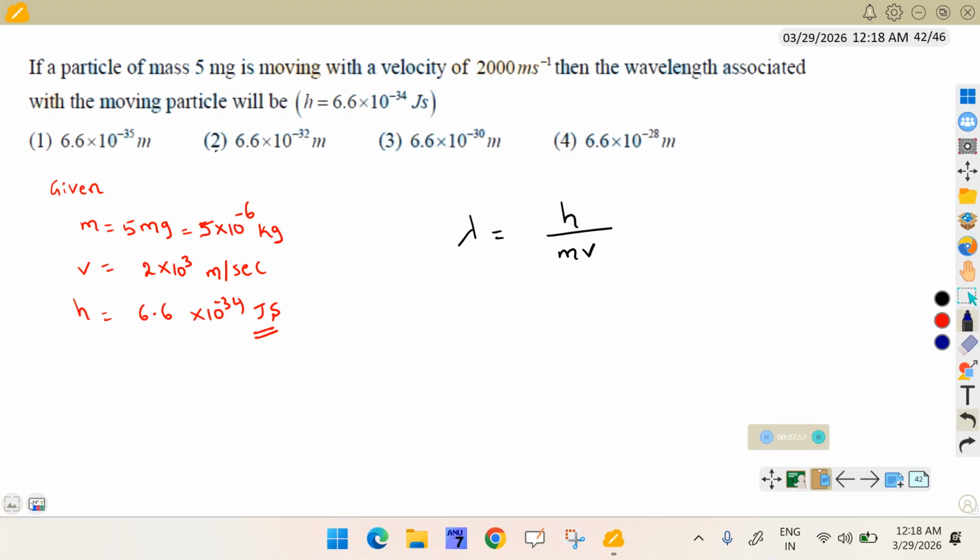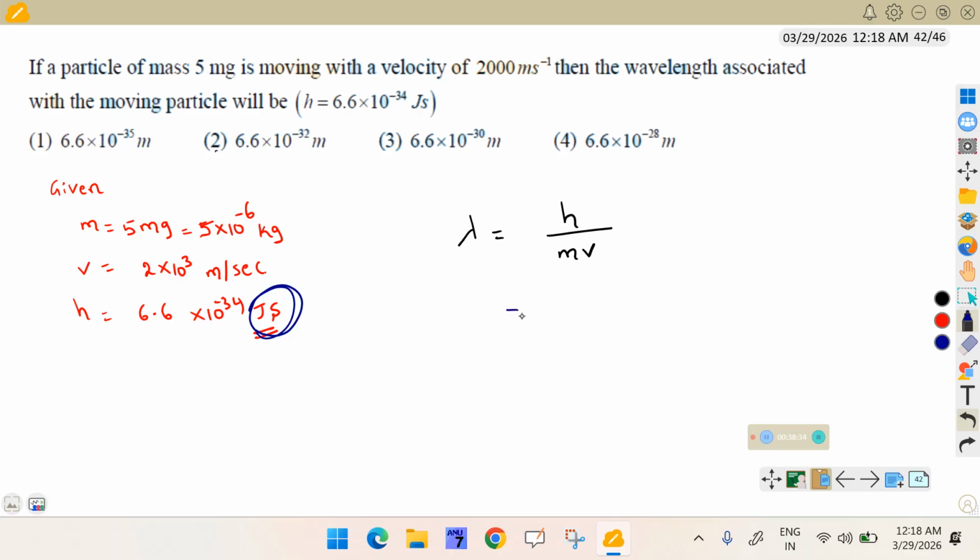If a particle of mass 5 milligrams is moving with a velocity 2000 meter per second, then the wavelength associated with the moving particle will be? Mass is given in milligrams, so convert into kgs. 1 milligram is equal to 10 power minus 6 kgs. Velocity 2000 meter per second, or 2 into 10 cube meter per second. Planck's constant is 6.6 into 10 power minus 34 joule seconds.